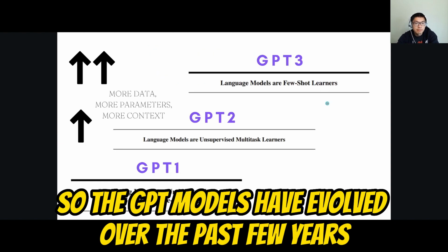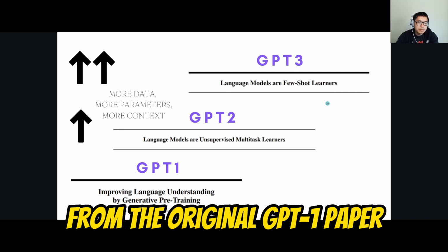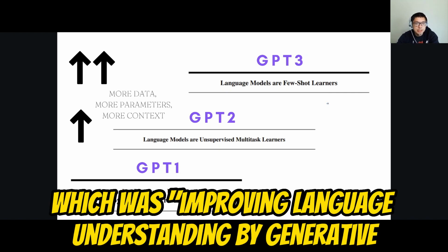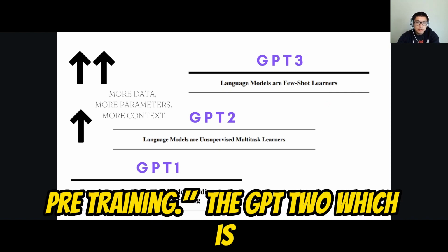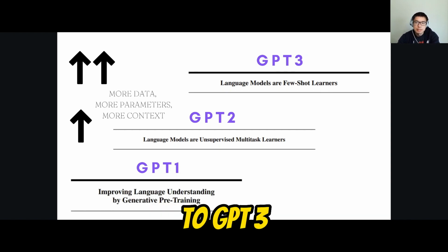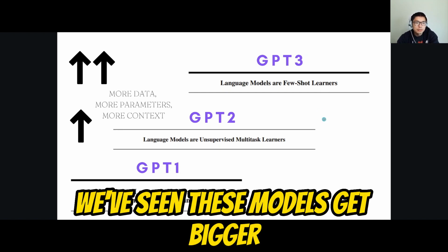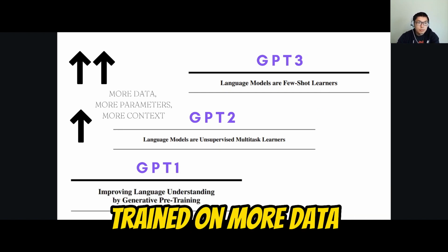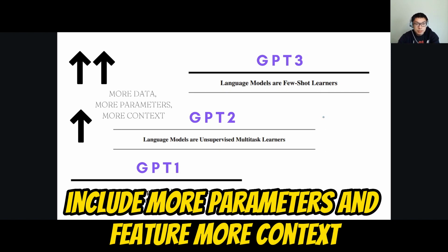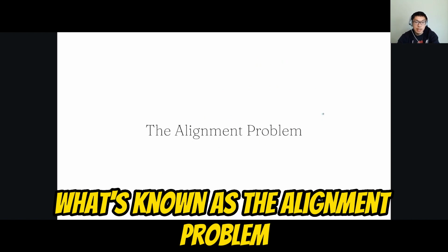So the GPT models have evolved over the past few years. From the original GPT-1 paper, which was improving language understanding by generative pre-training, to GPT-2, which is language models are unsupervised multitask learners, to GPT-3, language models are few-shot learners. We've seen these models get bigger, trained on more data, include more parameters, and feature more context. But these models had a problem, what's known as the alignment problem.